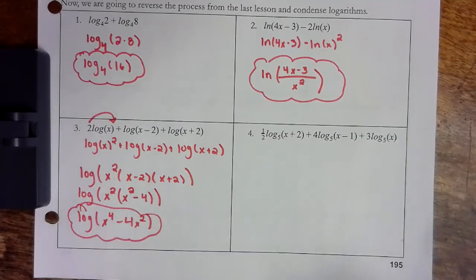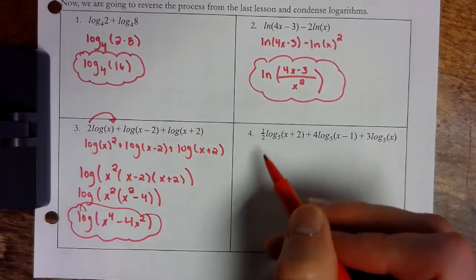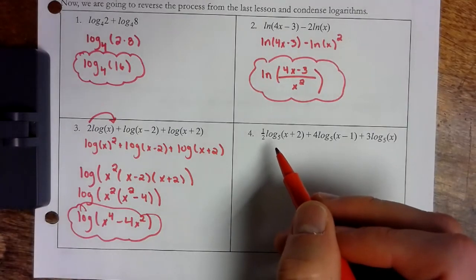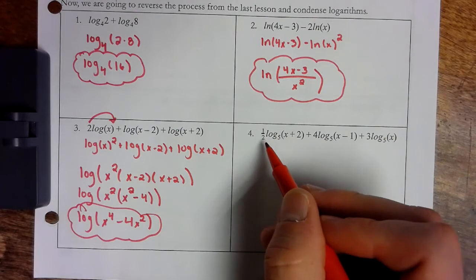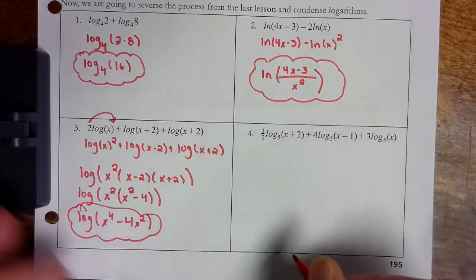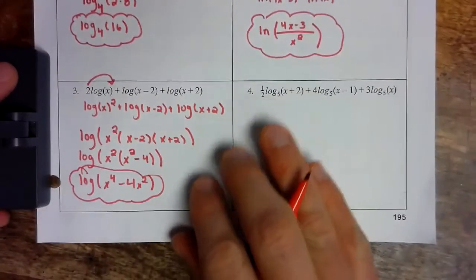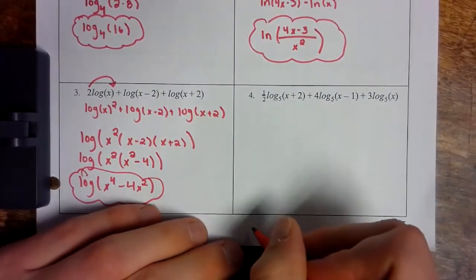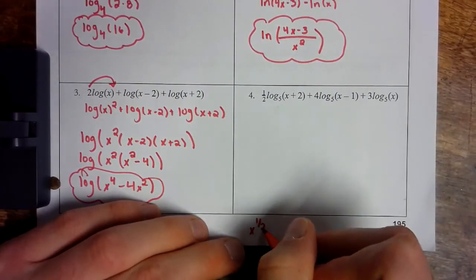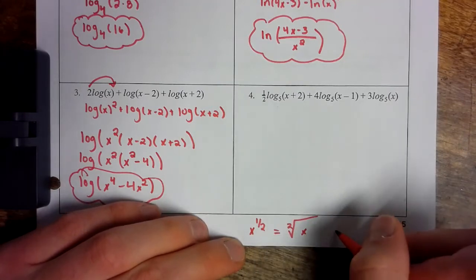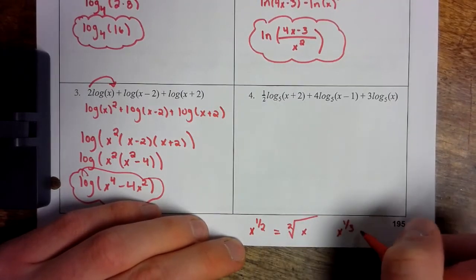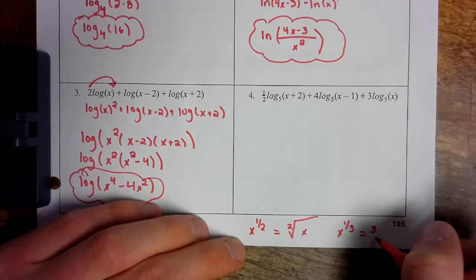All right, and then the last one, something that you should have seen back when you were expanding logs. But when we're condensing, if I have a fraction here, one thing that we need to remember, I guess maybe we haven't learned this yet, but if I have x to the power of 1/2, that is equivalent to the square root of x. Similarly, if I have x to the power of 1/3, that's the same thing as the cube root of x.